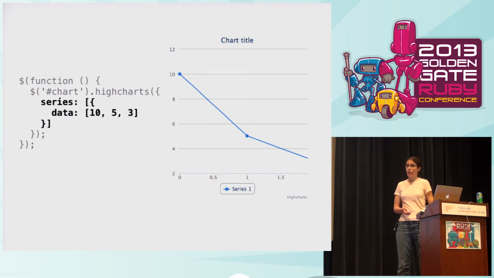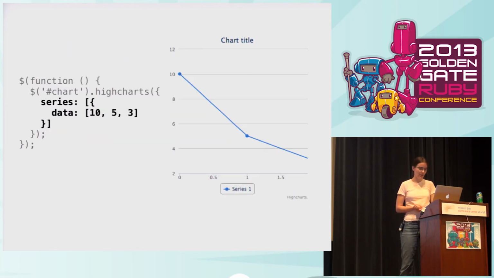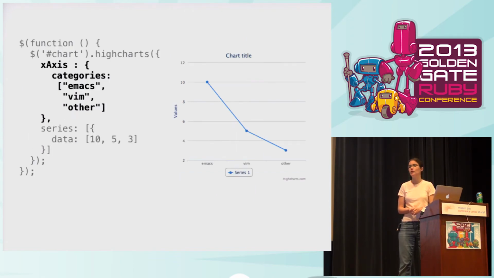This chart is really boring, and it actually represents an informal poll of editors in use at a given Seattle RB meeting. We'll pretend that it does. And so the x-axis values in the previous slide were 0 to 2, because those were the array indices of my data array, but it's actually categorical data. So we have these categories, Emacs, Vim, and other, and we'll say that those go on the x-axis. So x-axis, attribute, categories, and the strings.